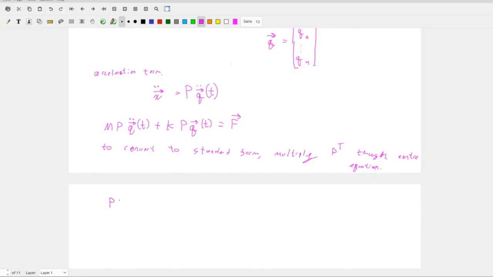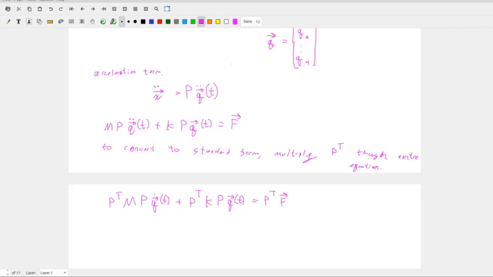So P, that gives us P transpose M P Q vector acceleration as a function of time plus P transpose K P Q vector as a function of time is equal to P transpose F vector. Yes. That makes sense? Just multiply P transpose through the whole thing.